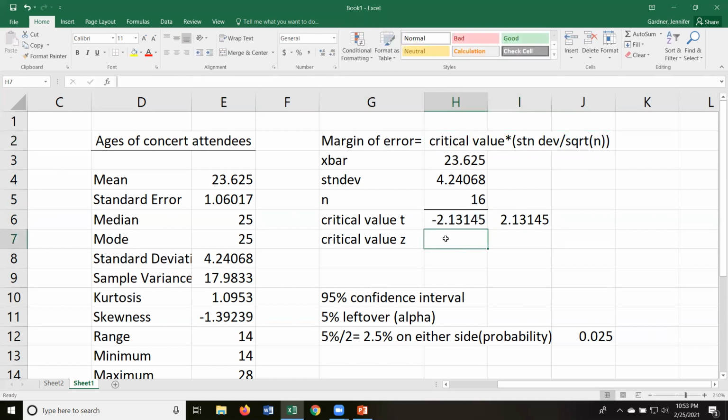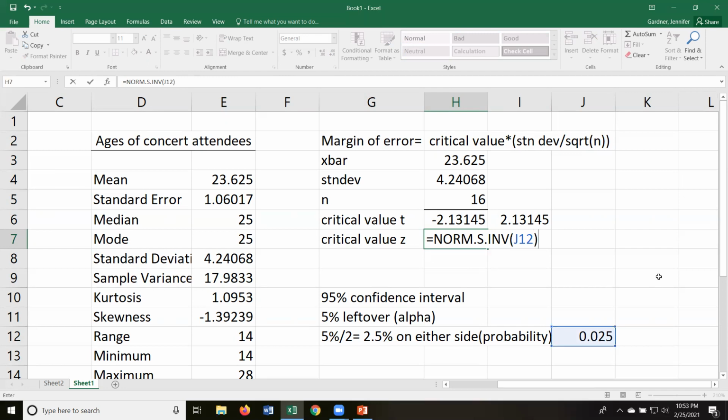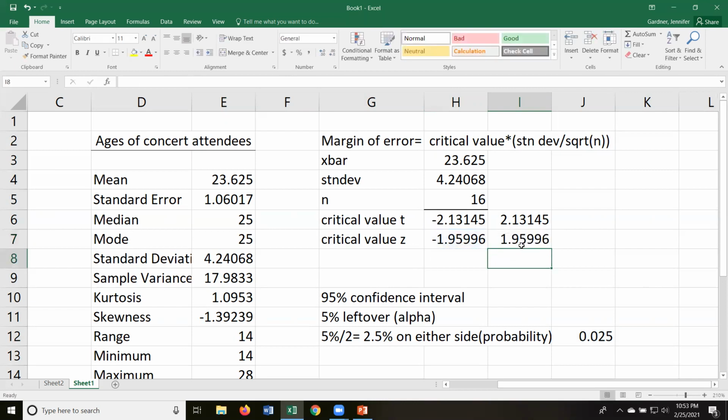But we also need the critical value for Z. And this one is equals norm dot S dot inverse. For the standard normal Z, we need norm dot S dot inverse. And it asks you to enter the probability. Well, we already have that. It's still 0.025. Our confidence didn't change. Once again, it's the negative, and we want to make sure we have the positive, so equals 0 minus this number. And so now we have everything we need to create this confidence interval.